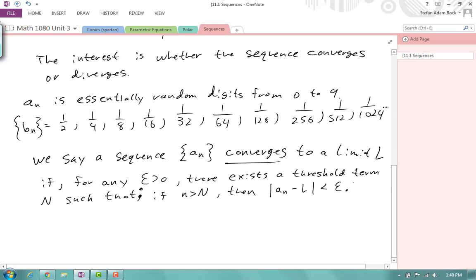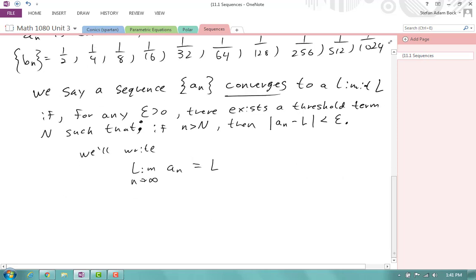So you might recognize that this is a lot like the definition we used in section 2.4 for limits. And that's because that's exactly what we're doing. So we'll write the limit as n goes to infinity of a sub n is equal to L. What this definition essentially says is that if I fix a margin of error, epsilon, you pick a margin of error, then eventually I can go far enough into my sequence so that if I chop it off, everything after that point falls inside of the margin of error.